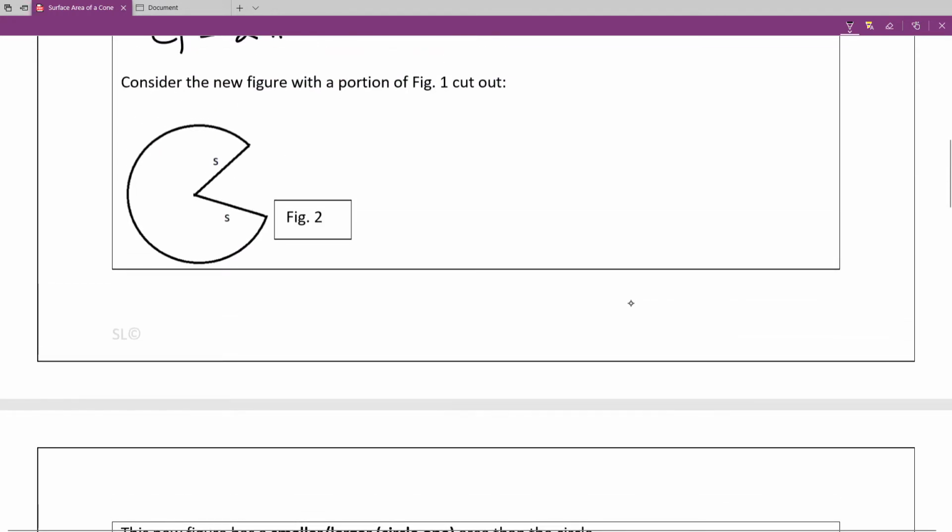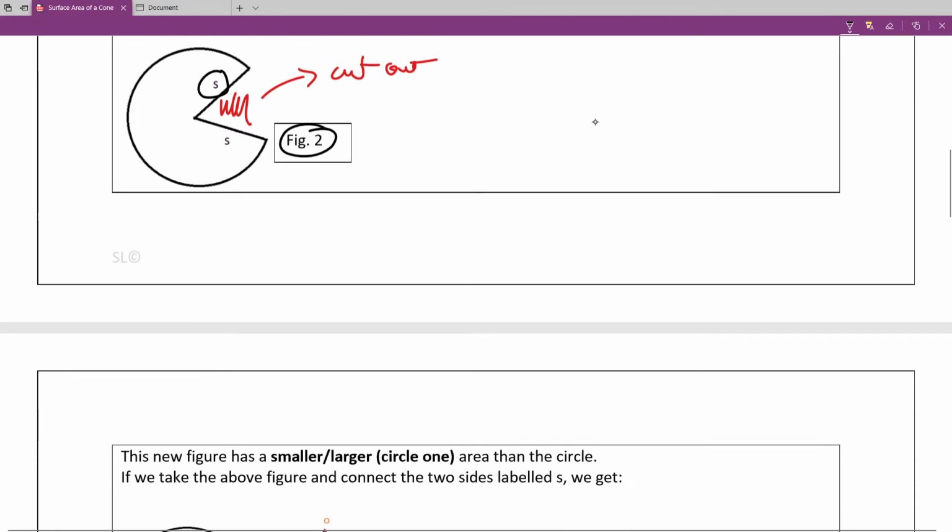Now let's consider a Pac-Man-like figure, that is the original circle but with a portion of it cut out. Let me write that in red. The red portion is cut out. And we'll call this Pac-Man figure, figure 2, in order to reference it. It's the same circle, except this part is cut out, so the radius is still s. So does this new figure have a smaller or larger area than the circle? If you take a look, there's a portion cut out from the original circle, so the area must be smaller.